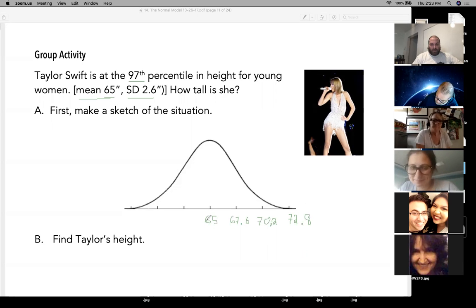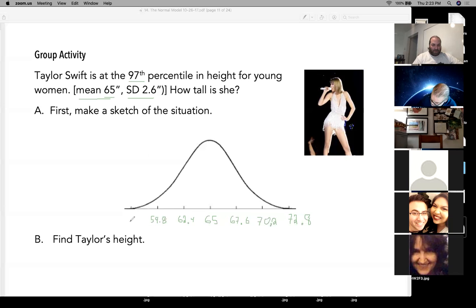Now, if I go the other way: 62.4. And then the next one, 59.8. And then the next one, 57.2.